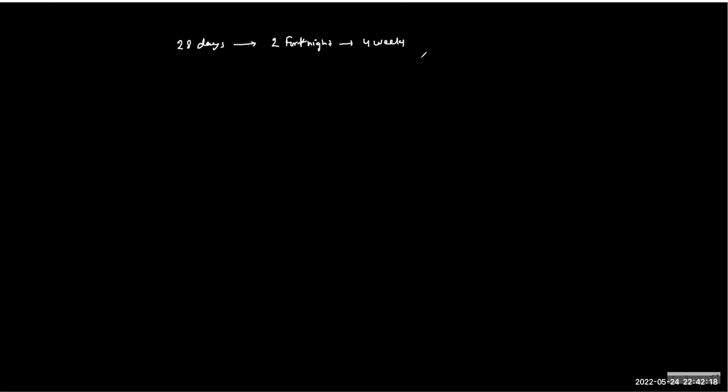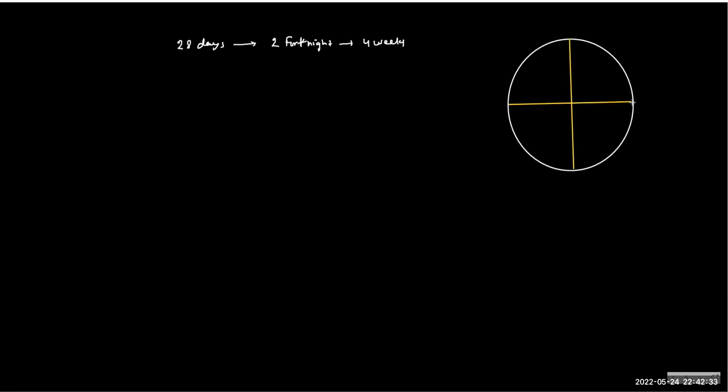Okay. So basically, the entire motion of the moon, if I draw a circle and divide it into four equal parts, then every part is like 7 days, 7 days, 7 days. If I call this the full moon position, then this is called no moon.